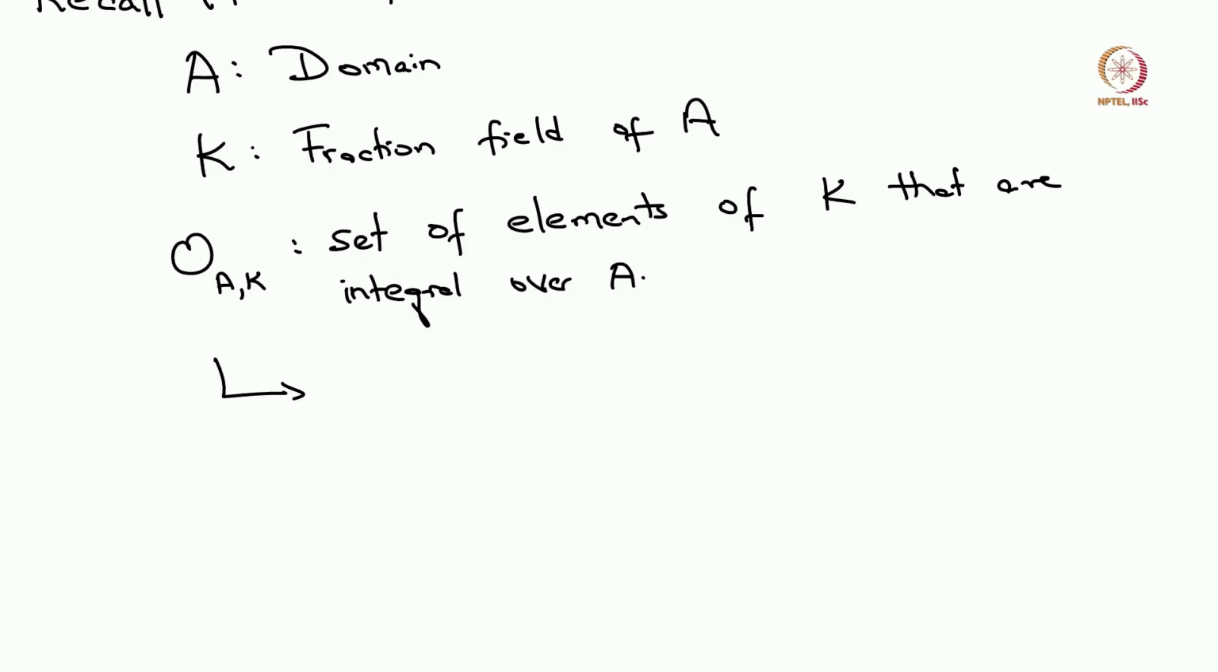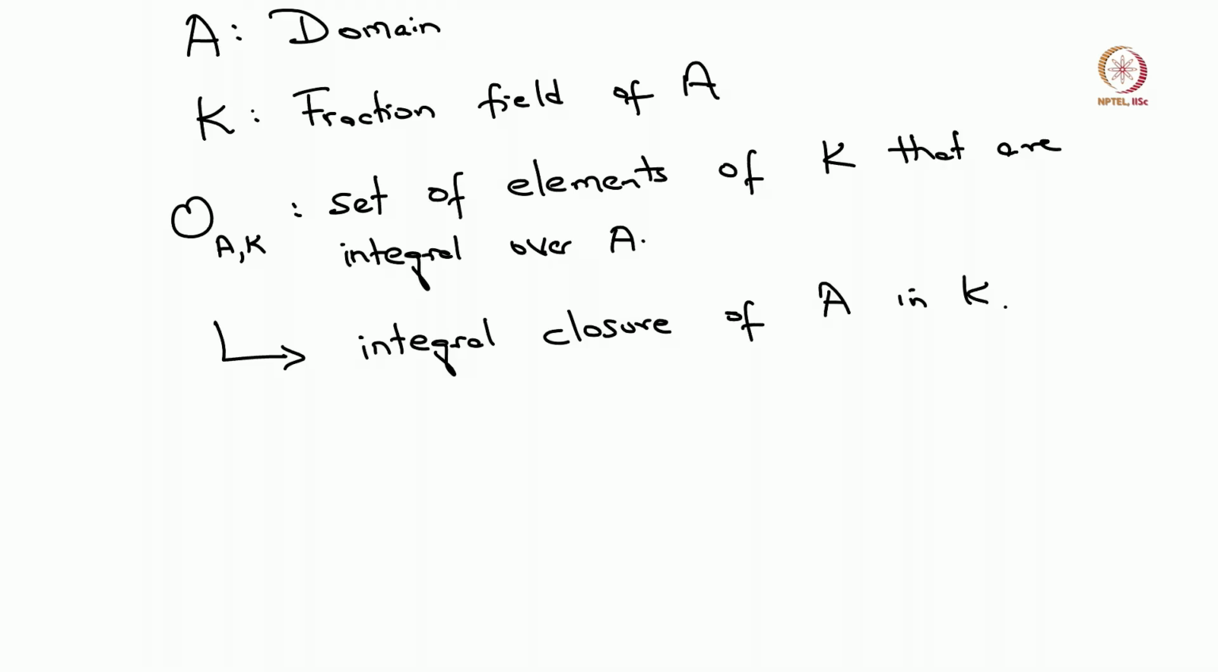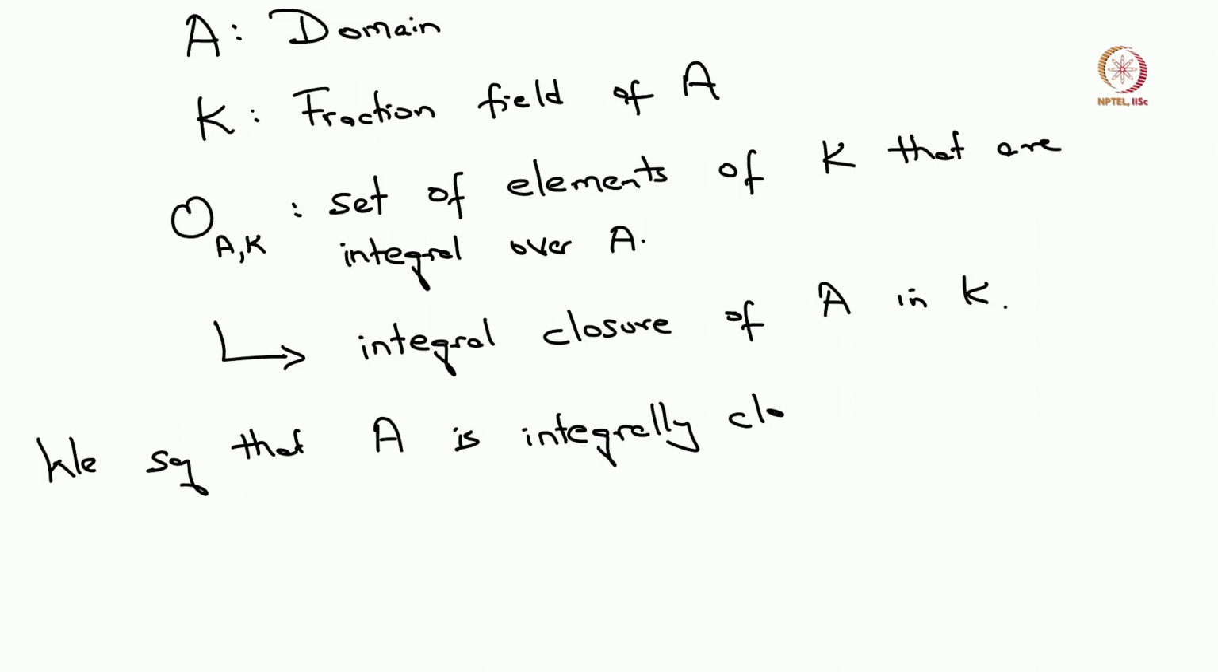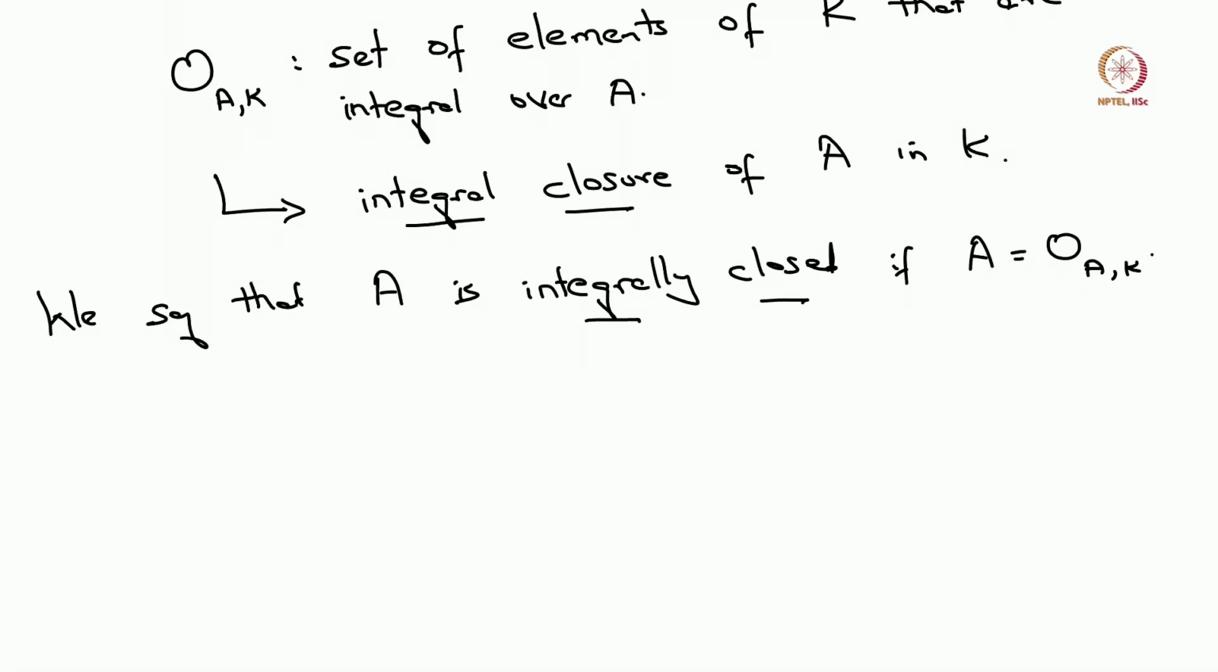Okay, so this O_{A,K} was called the integral closure of A in K, and we say that A is integrally closed if, so A naturally sits inside O_{A,K}. We say that A is integrally closed if A equals O_{A,K}. Okay, so just a short lemma.